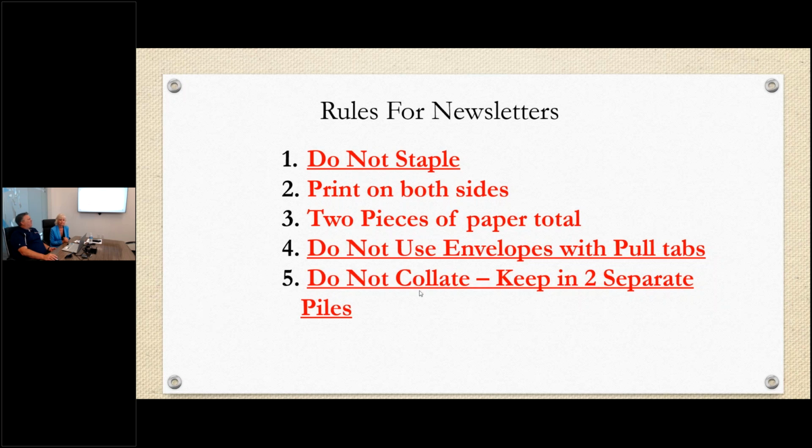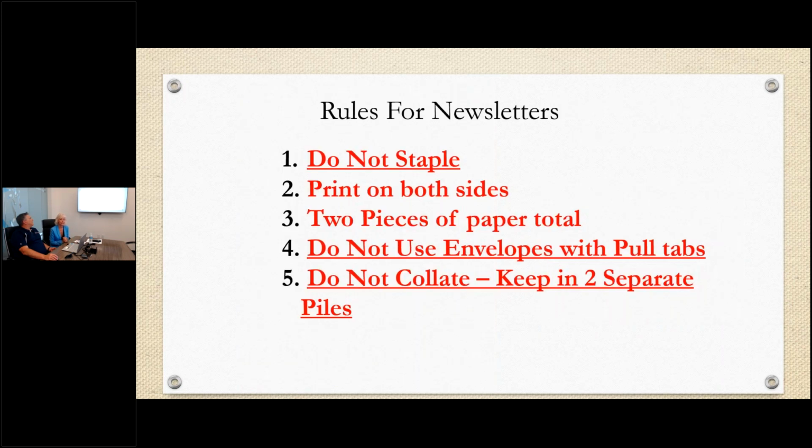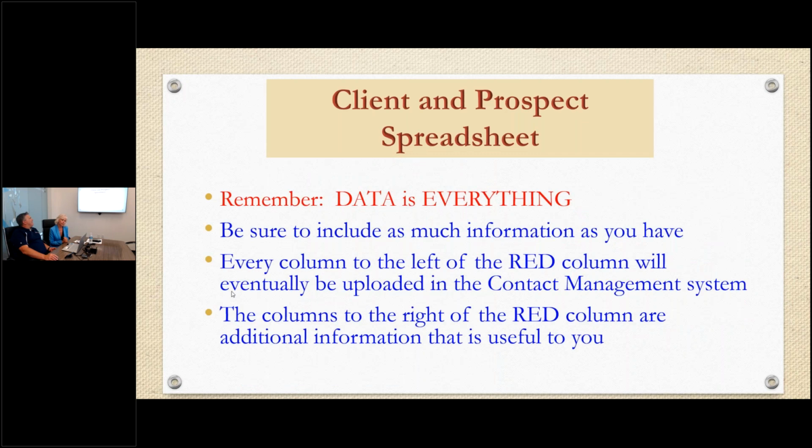And also do not collate. That just means make 2 stacks of separate page 1 and 2, page 3 and 4. Page 1 and 2 is one stack, page 3 and 4 is the other. Do not collate. Don't have page 1, 2, 3, 4, and then the next set of 1, 2, 3, 4. You want them in 2 separate stacks. That's the way that the machine will pull them through best.